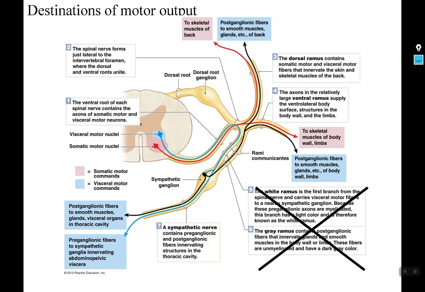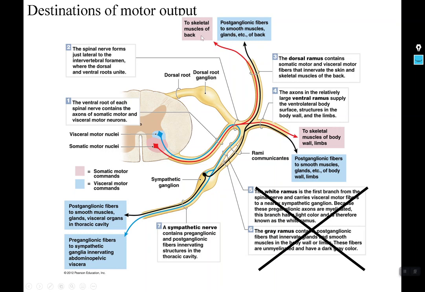And then the ventral ramus is kind of the same deal, but just anteriorly. So skeletal muscles of body wall. These are going to be things like your intercostals, your external obliques, etc. And then for autonomic stuff, visceral motor, smooth muscles, glands, adipose tissue, any effector that's not skeletal muscle.